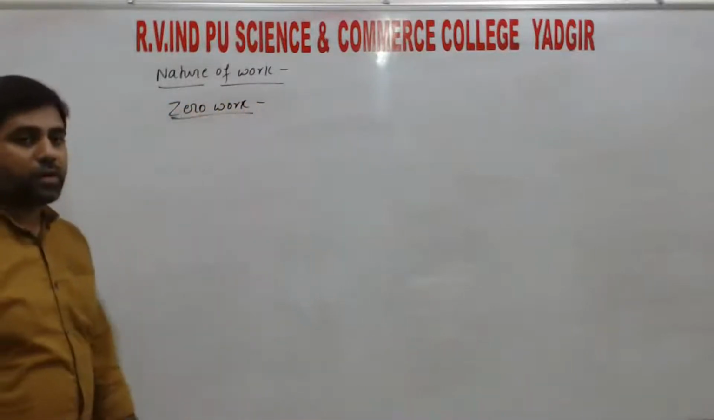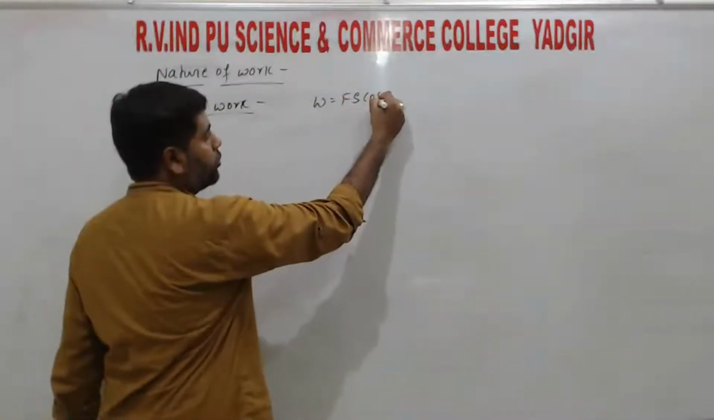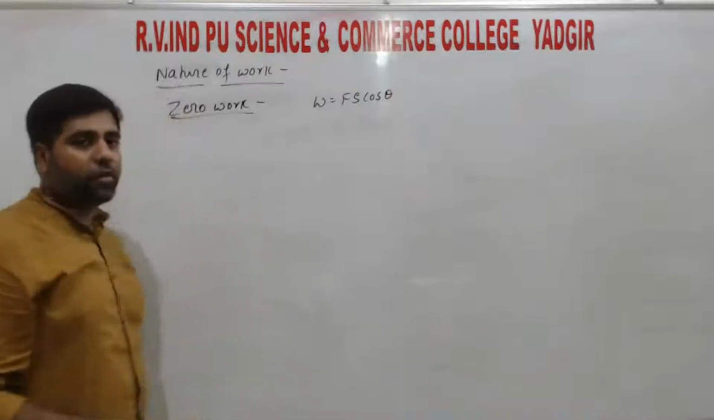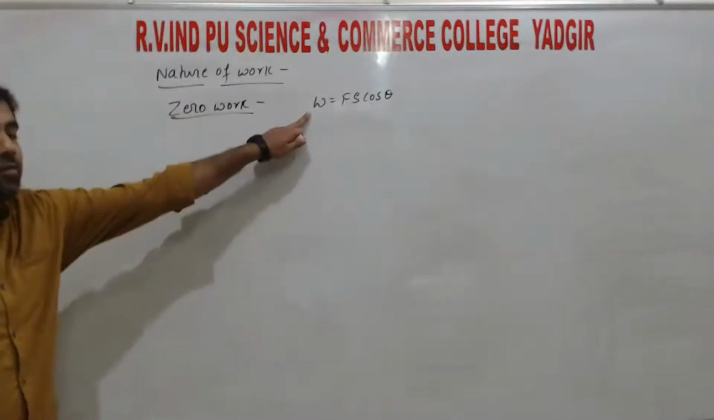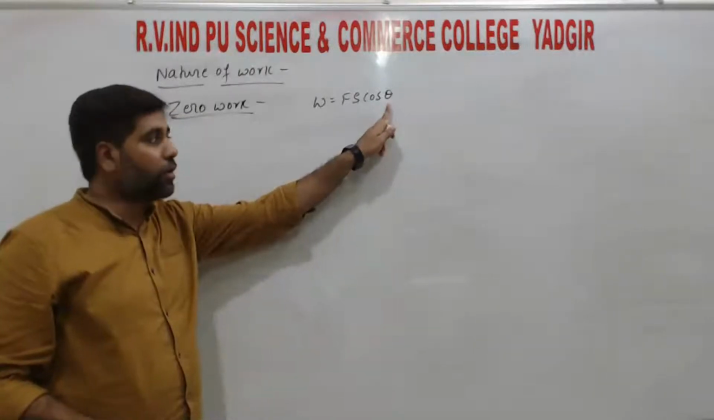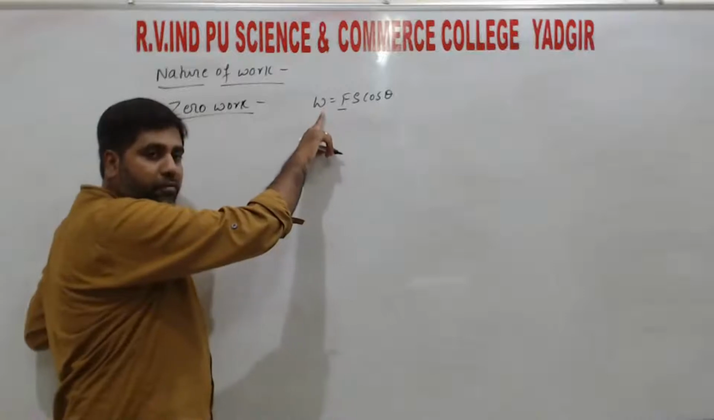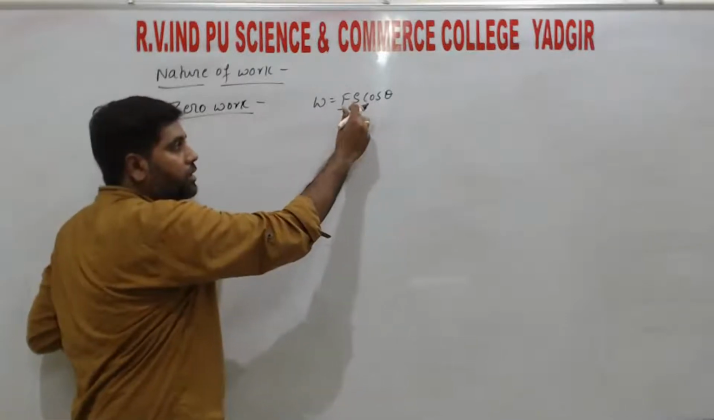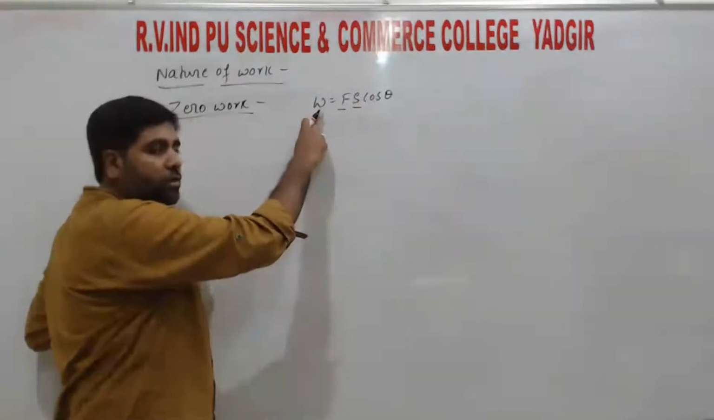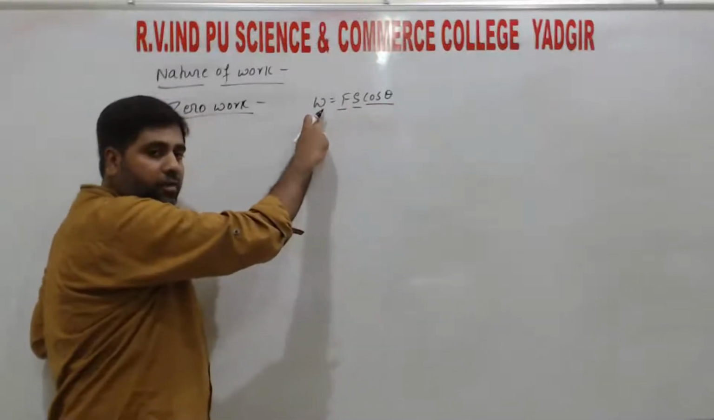So again, by using the same relation W = Fs cos theta, here we need zero work, so the right side of the equation must be zero. When is it zero? When force is 0, then work is 0. When displacement is 0, then also the work is 0. When cos theta is 0, then work is 0.